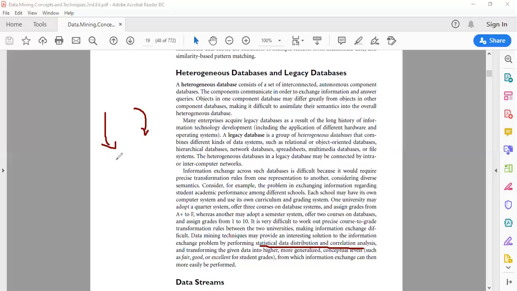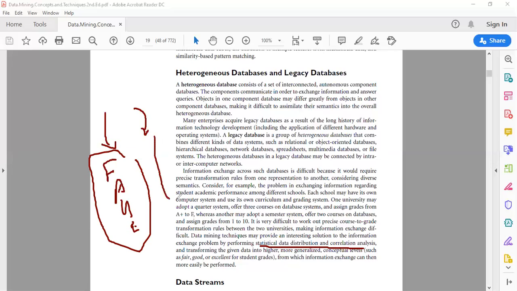Then the results are transformed into higher, more generalized conceptual levels like fair, average, good, excellent. Here also it is converted to fair, average, good, excellent. So we can exchange information easily.